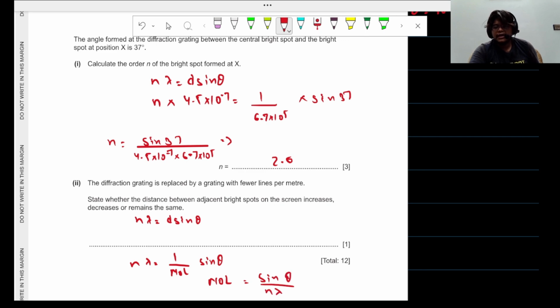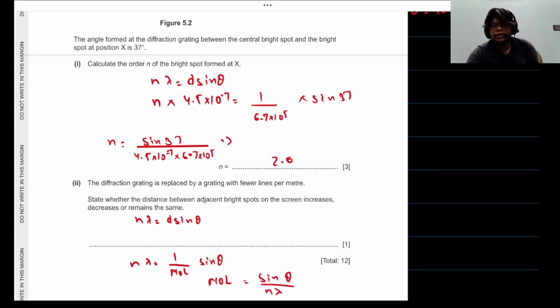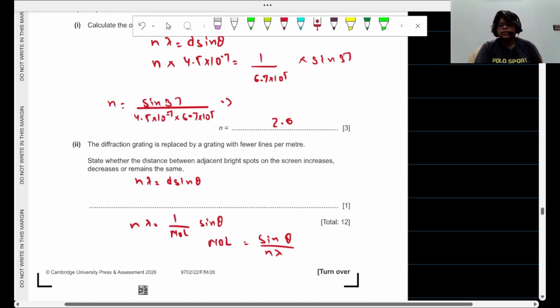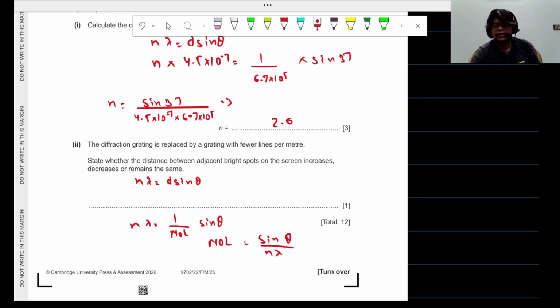Now keeping everything constant, your order is the same, that is the second order, and your wavelength is also the same. So the number of lines is directly related to sine theta, which means if your number of lines increases, your sine theta also increases, which means your distance also increases. So it says the diffraction grating is replaced with a grating with fewer lines. Fewer lines means your number of lines decreases, so your sine theta also decreases, right?